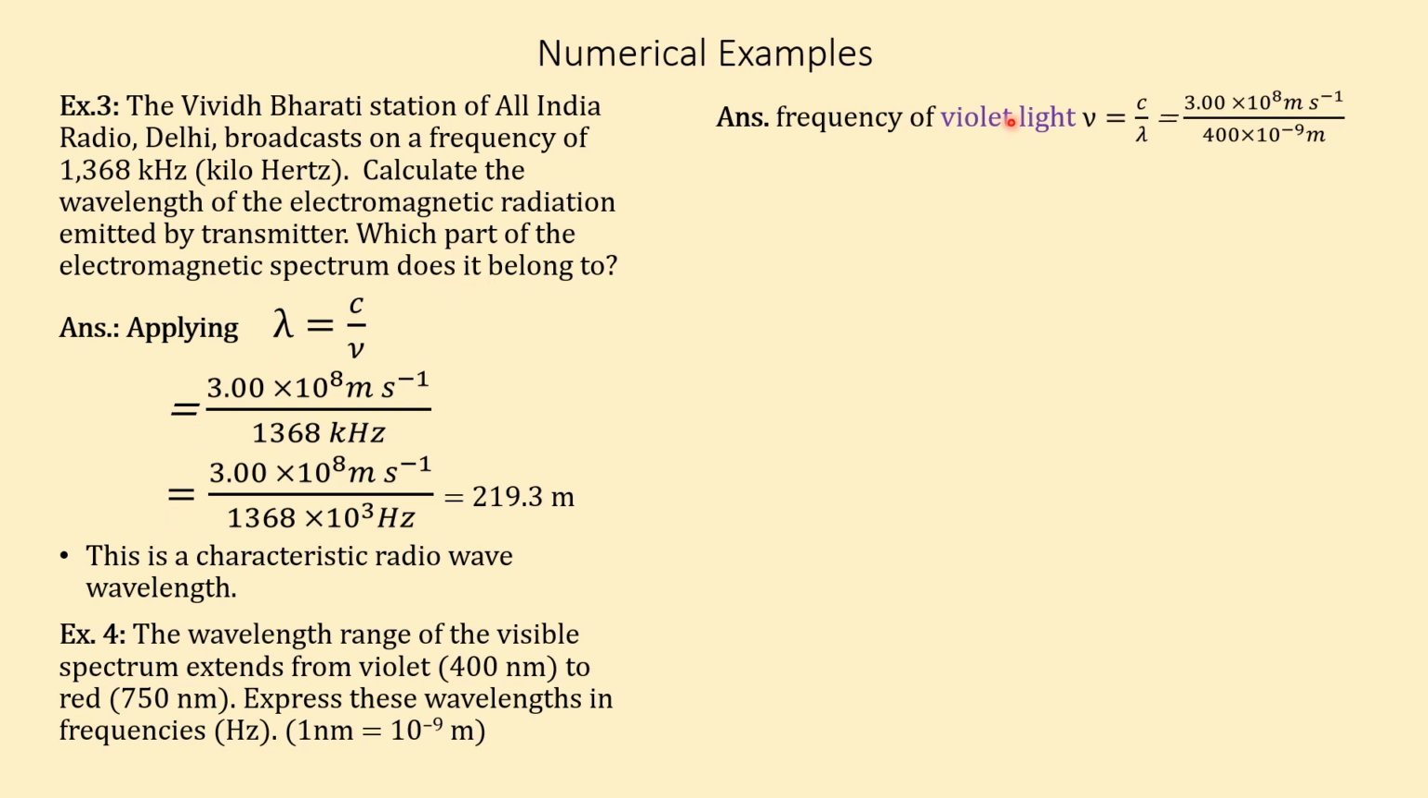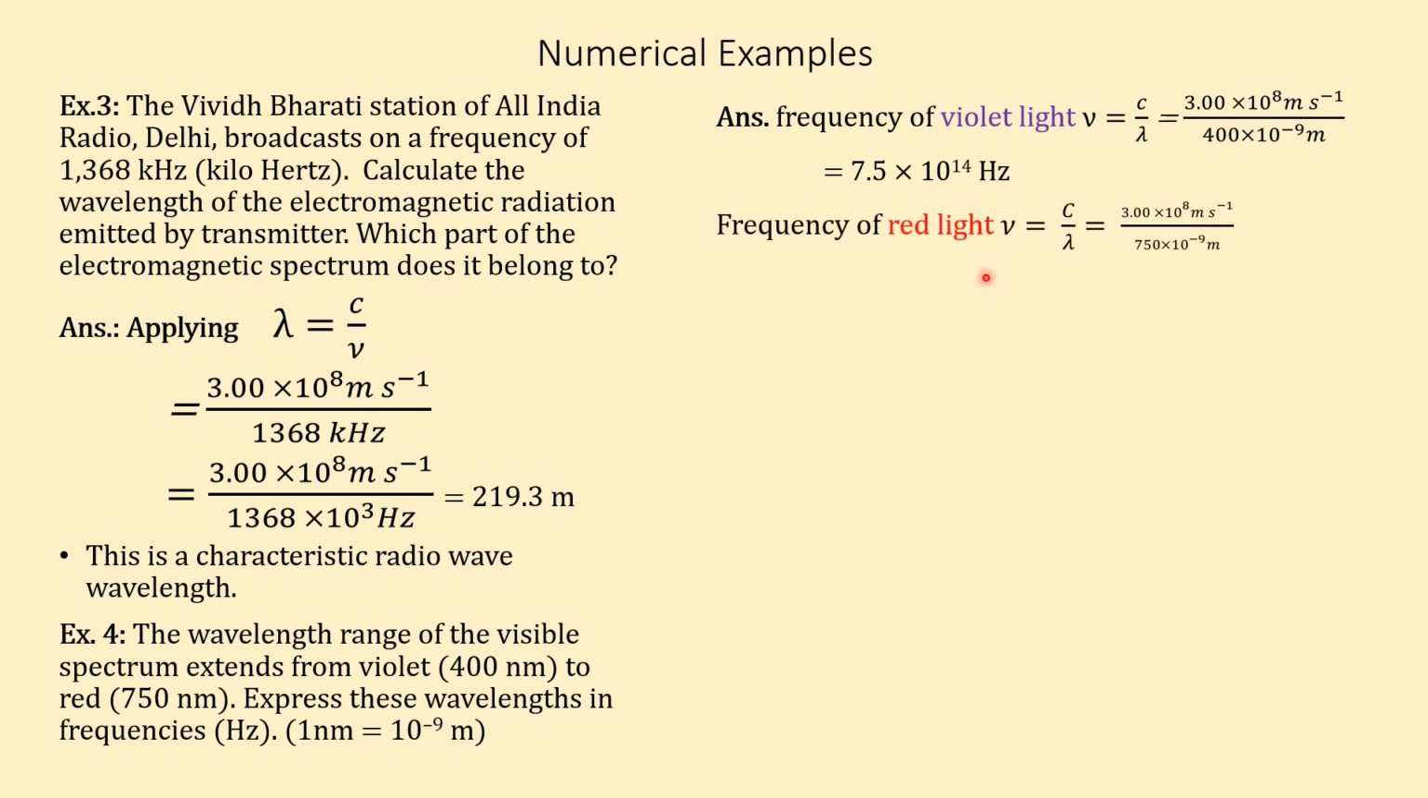Answer. Frequency of violet light is given by nu is equal to c by lambda. So c is 3.00 into 10 to the power of 8 meters per second, and lambda is 400 nanometers, that is 400 into 10 to the power of minus 9 meters. Substituting the values, we get 7.5 into 10 to the power of 14 Hertz. Now we will do the same calculation for red light.